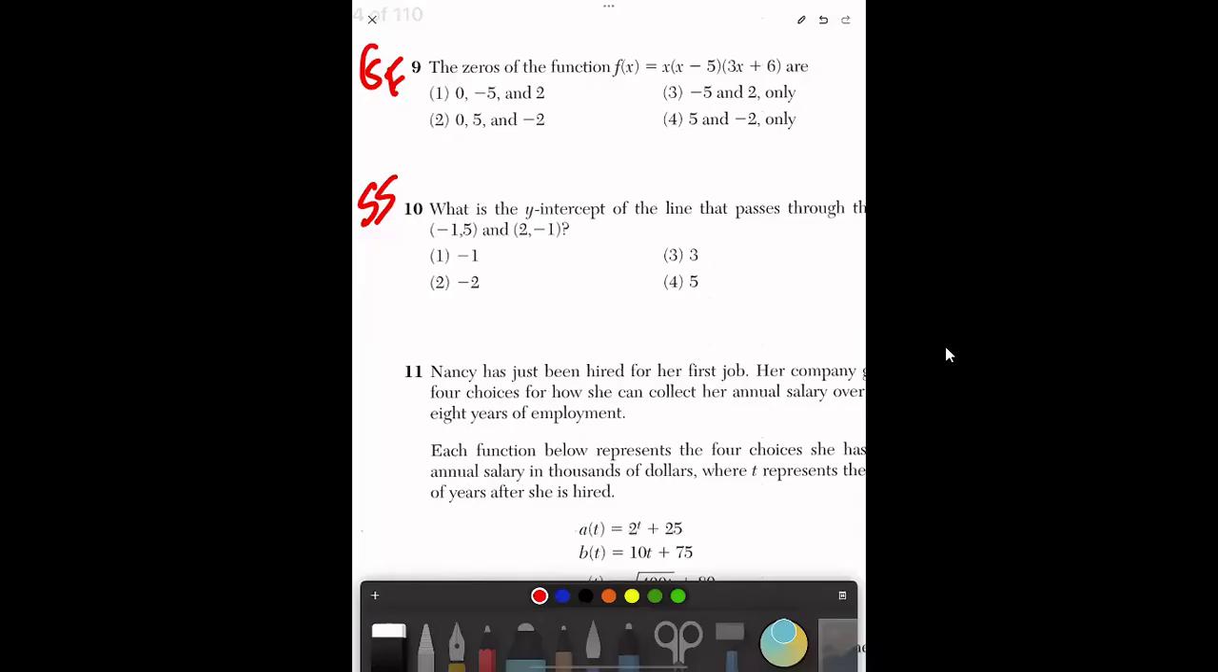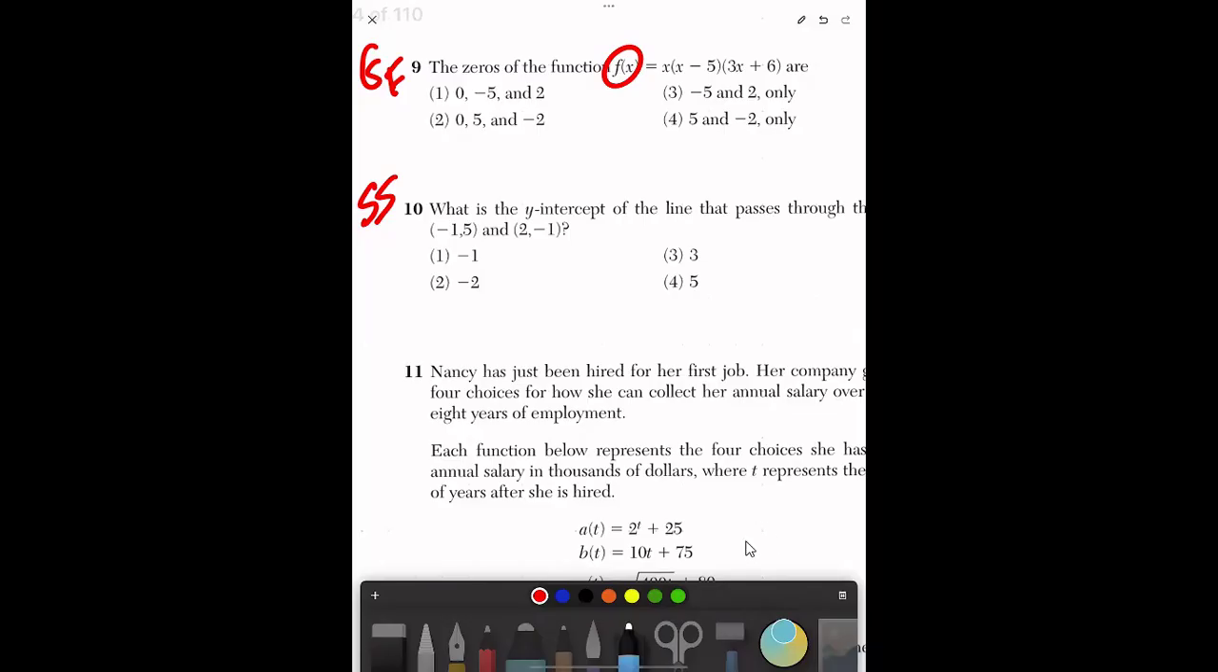And I'm doing question number 9 from the June 2024 Regents exam. This one, they're looking for the zeros of this function, and I am going to graph it. That's my rule. Basically, whenever they're giving you a function, you can always graph it and find zeros or find y-intercepts or whatever you need.